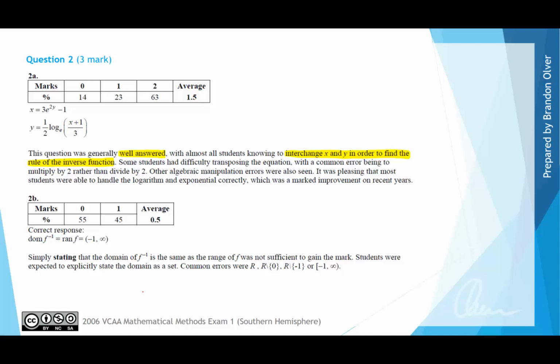For part B, it appears that it was slightly less well answered, with only 45% of students getting the correct answer. Simply stating that the domain of the inverse function is the same as the range of the original was not sufficient to gain the mark. Students were expected to explicitly state the domain as a set, and common errors were students that thought that the domain of the inverse was the real number system excluding 0, the real number system excluding -1, or including x equals -1, which is not part of the domain. So students needed to take care that that should have been a round bracket in the correct answer up here.